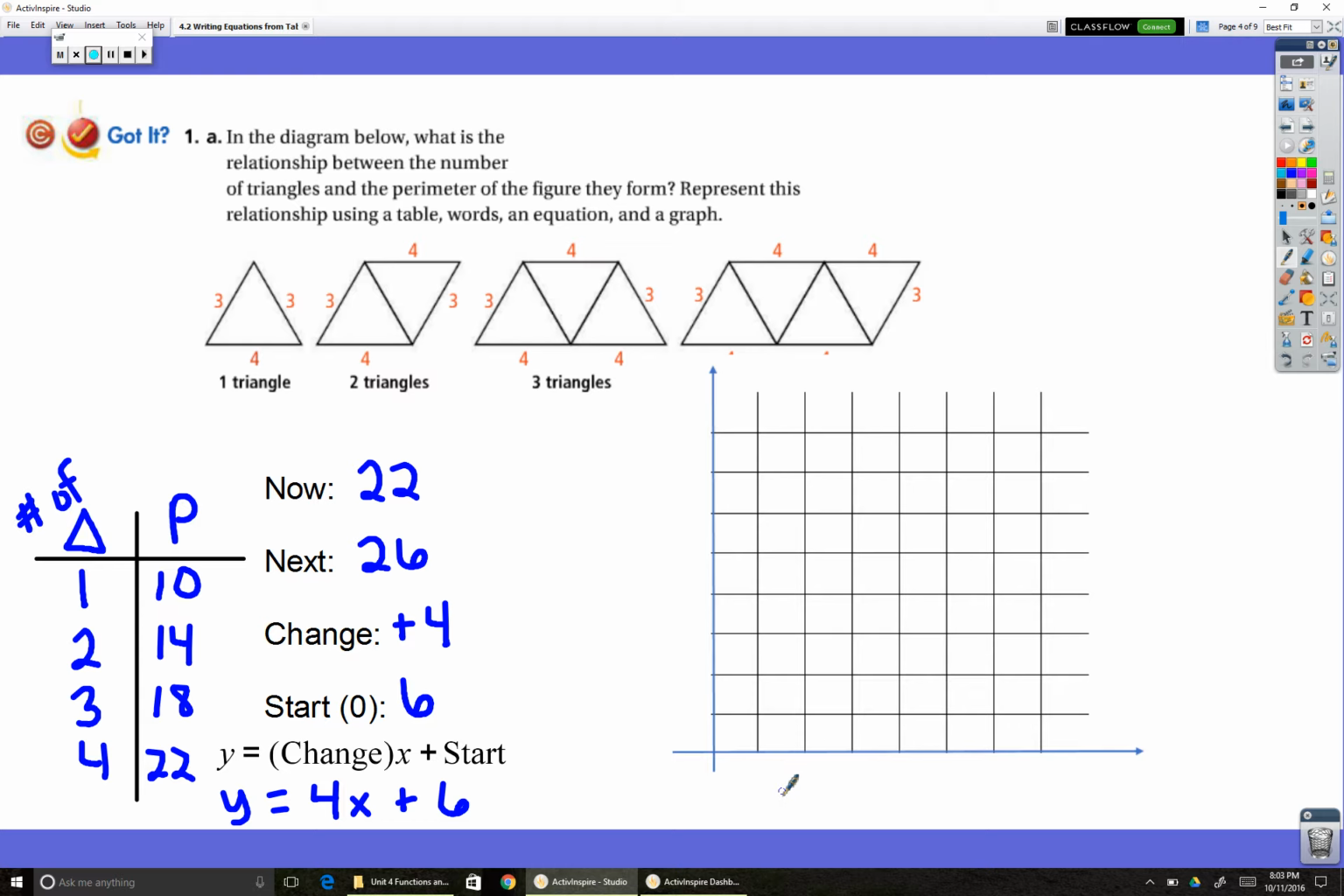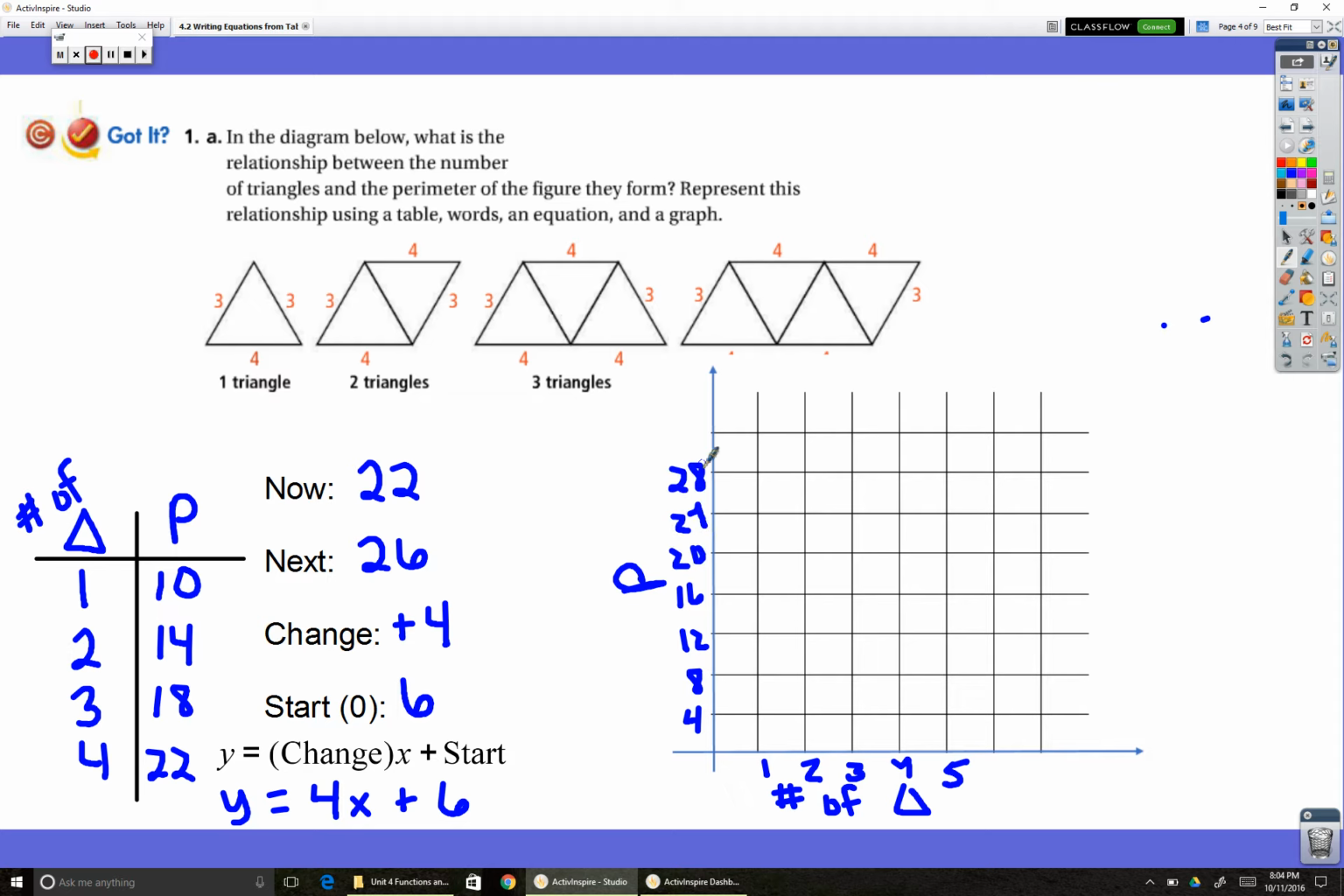Over on the graph, I have number of triangles as my independent variable and their perimeter as my dependent variable. Again, I'm going to number by ones for my triangles. And I think I'll go by 4s again. So 4, 8, 12, 16, 20, 24, and let's go one more.